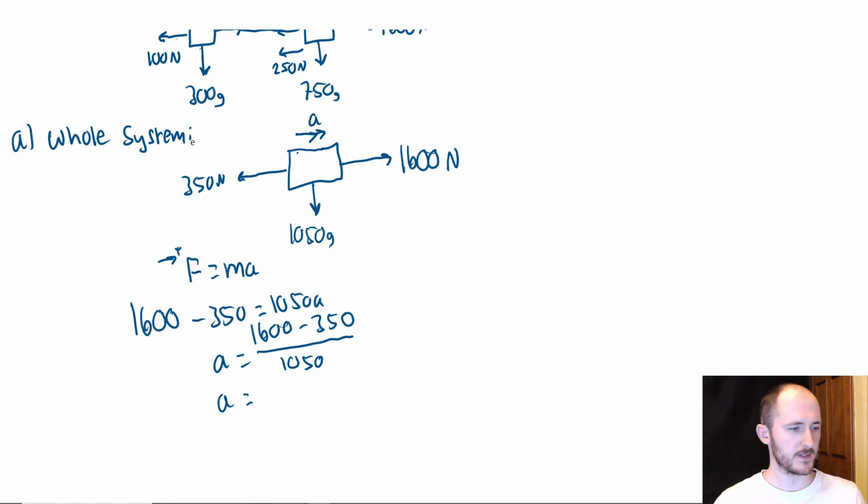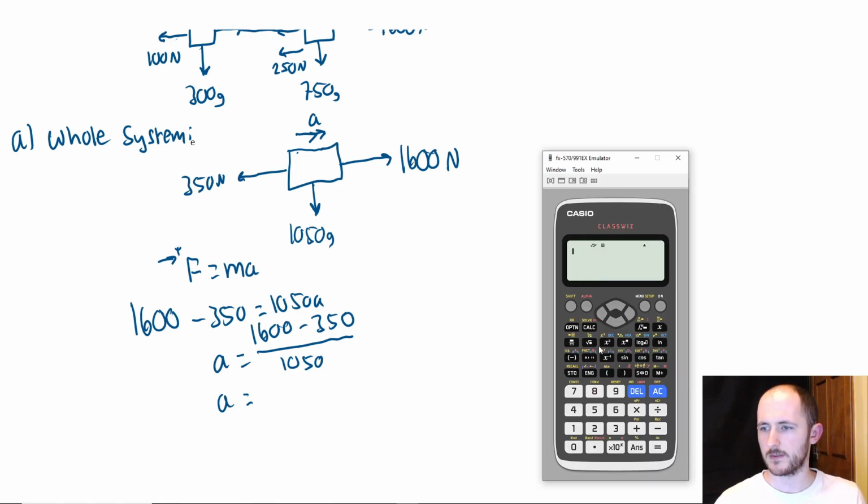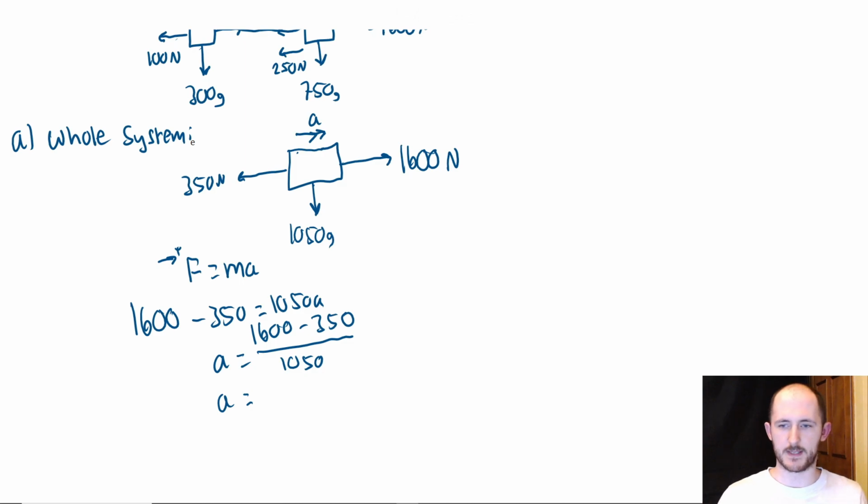Okie dokie. So let's put it on. 1,600 minus 350 over 1050 gives me 25 over 21, which is 1.19 meters per second squared. And there you go, 3 marks. Not too bad, right? I don't think that's too bad for 3 marks.